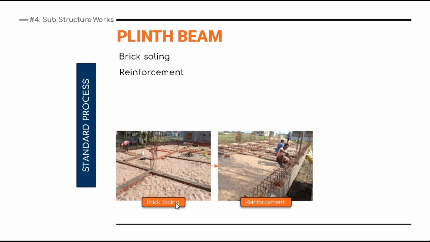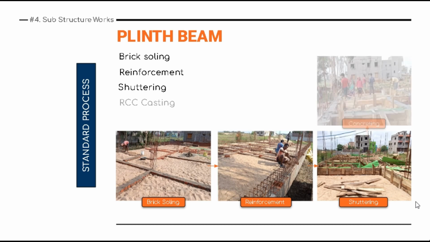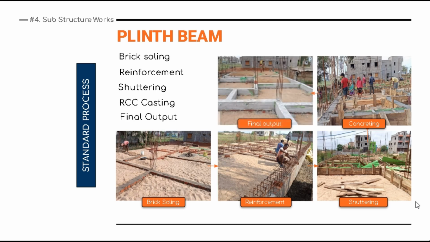Then the plinth beam reinforcement work is done, you can see here. Then the next part is shuttering formwork. You can see shuttering cover has been given, then poly cover is given so that the water does not get outside. So waterproof shuttering is basically used. Then the major part, that is the RCC casting, is done.